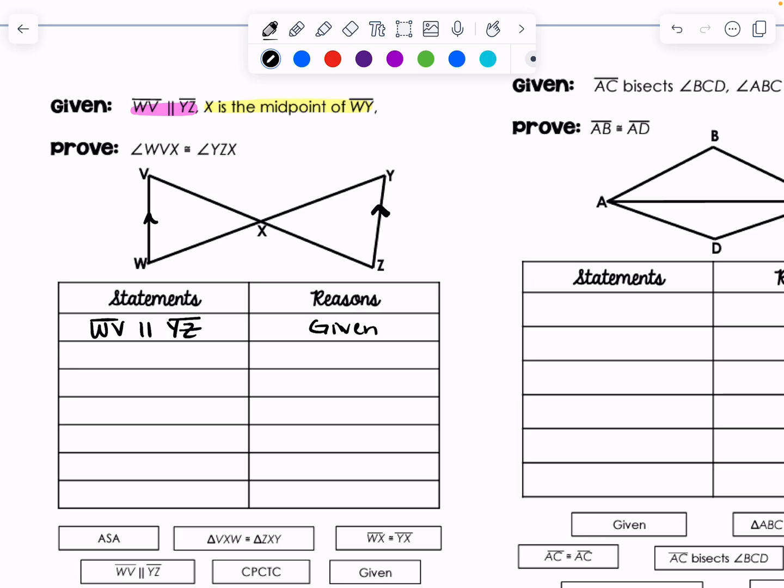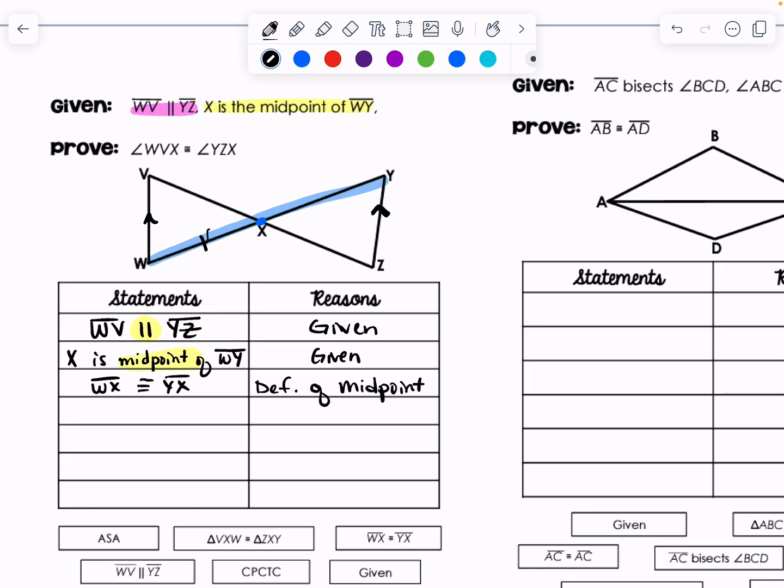So here are my parallel lines. And then it says that X is the midpoint of WY, and that's also given. There are some words and symbols I'm going to highlight here. Parallel and midpoint are something I could do something with. I'm going to start with midpoint because it's less complicated. If X is the midpoint of WY, the midpoint of this segment right here, that tells me that WX is congruent to YX, because of the definition of midpoint.